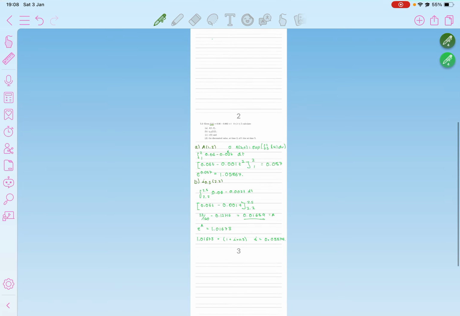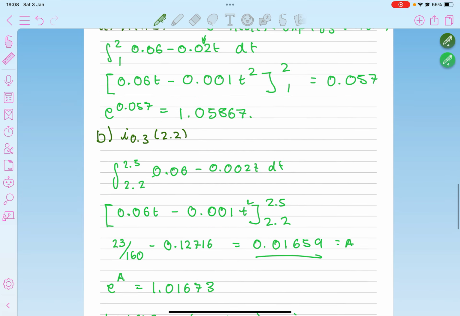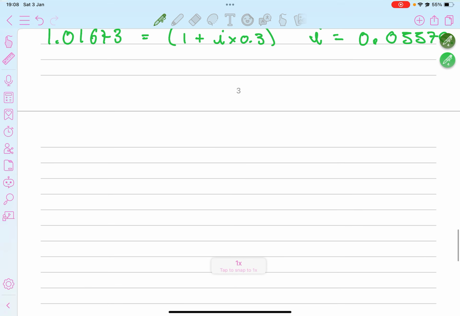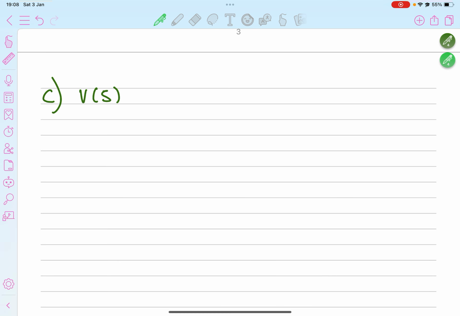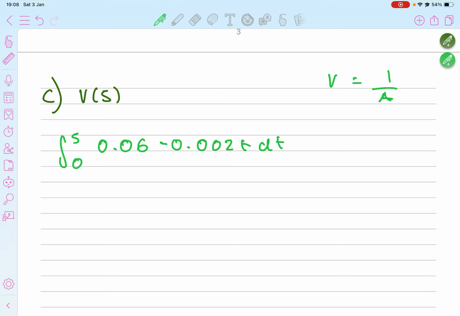Okay. What are we doing now? B. No, C. V5. So this is the opposite of literally doing A, because v is equal to 1 over A. So you do the integral from 0 to 5 of 0.06 minus 0.002t dt, like you would normally.